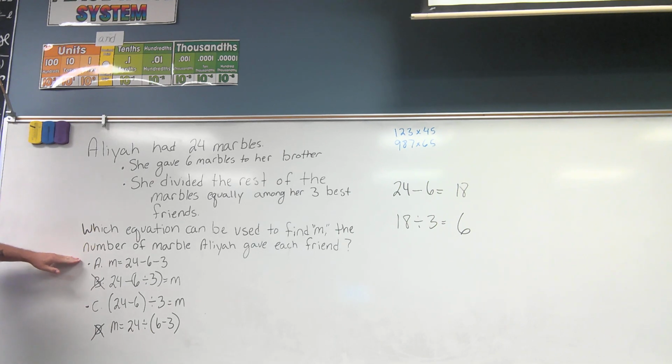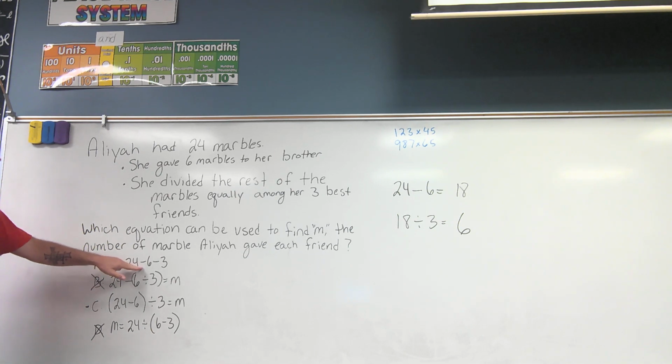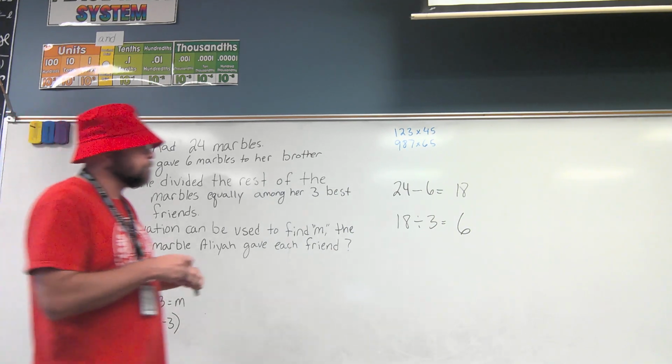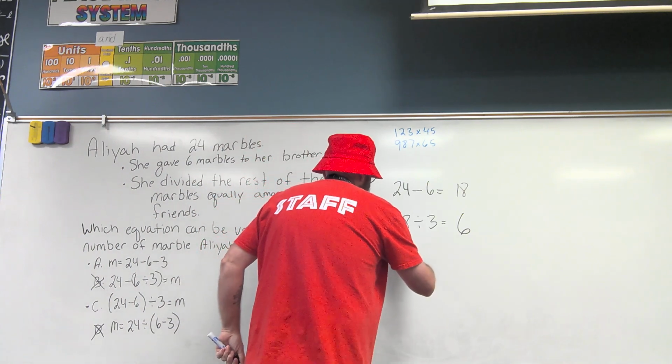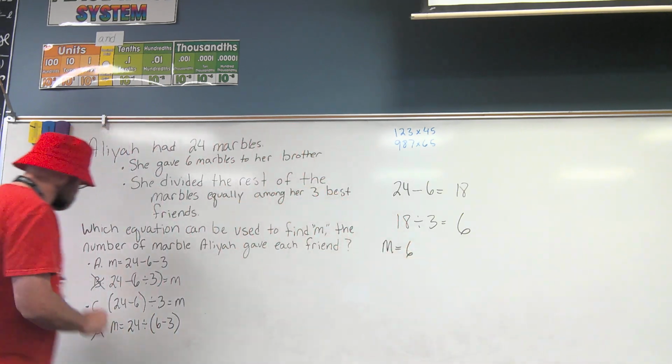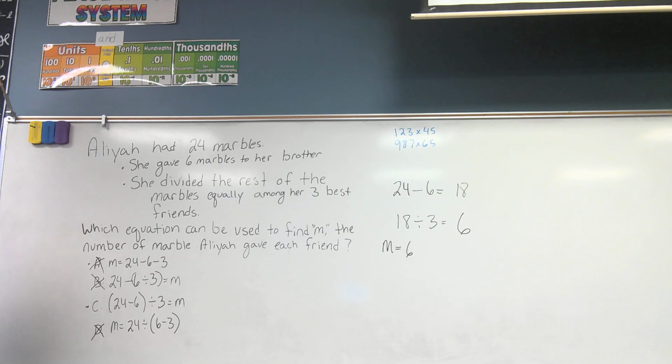Let's look at A. Does 6 equal 24 minus 6 minus 3? No, because 24 minus 6 is 18, minus 3 is 15. If it says M equals 15, we know M is supposed to equal 6. M is supposed to equal 6. Well, now that eliminates 3 of the answers.